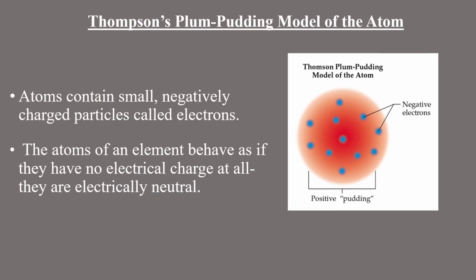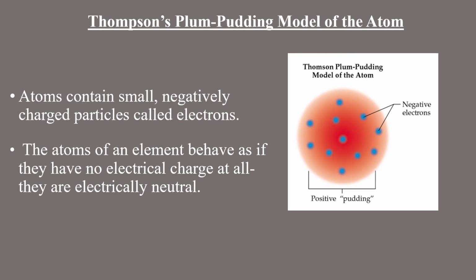The first atomic model was proposed by J.J. Thomson shortly after the discovery of the electron. At that time, he knew 2 basic facts about atoms. One is that atoms contain small, negatively charged particles called electrons. And the second is that the atoms of an element behave as if they have no electrical charge at all, and they are all electrically neutral.